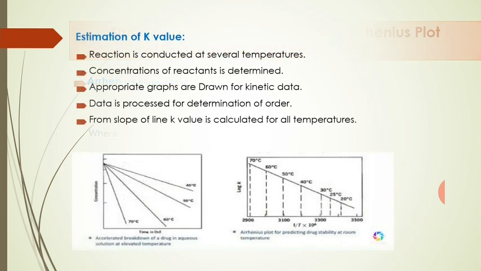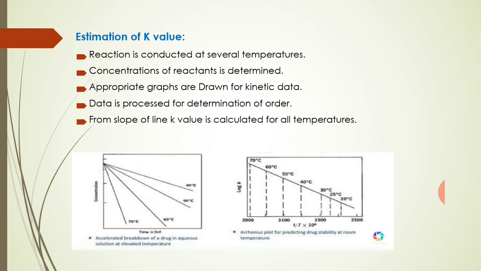So in this method, you have to determine the values of K, means rate constant, and Ea, means energy of activation. So for estimating the value of K, various steps are involved. First step is the samples of the drug product are kept at several temperatures. Then the concentrations or the drug content is determined.